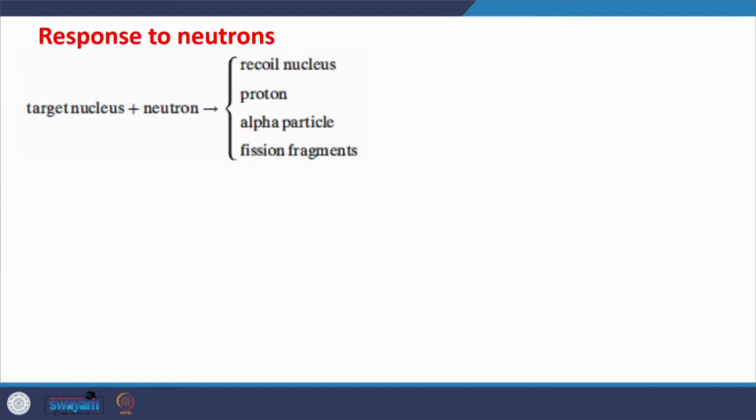Now, let me discuss the response to neutrons. How do neutrons interact with matter? We have seen charged particles interact with matter via ionization and excitation, that is Coulombic interaction. Gamma rays, being electromagnetic in nature, cannot take part in Coulombic interaction. So, electromagnetic interaction covers photoelectric, Compton and pair production mainly. But neutrons have mass, but they have no charge. So, what kind of interaction will neutrons have with matter?